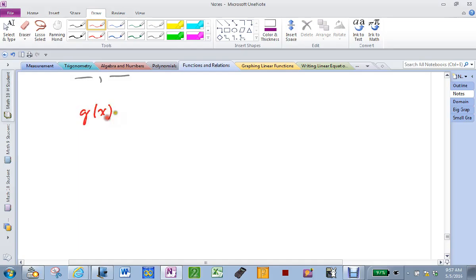G of x equals x plus 2. Everybody okay? F of x equals 2x minus 2. I have two different functions, yes? Everybody cool? What do you think you would do if I asked for this? The f of the g of 3.